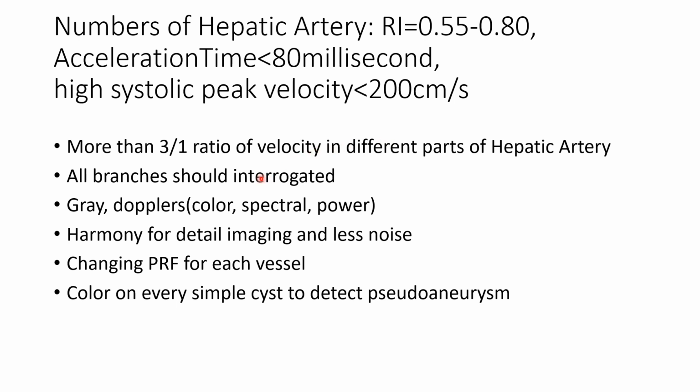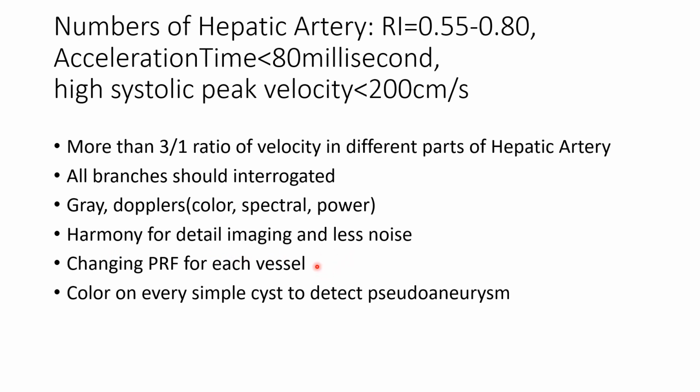We should interrogate all hepatic arteries, right and left, and the main or proper hepatic artery. If there is a gradient of velocity more than 3 in different parts, it is very important. All branches should be interrogated. First gray, then Doppler: color, spectral, and power for low or slow velocities. And sometimes we should use harmonics for detailing and less noise.